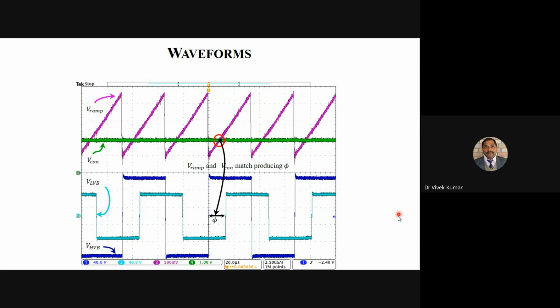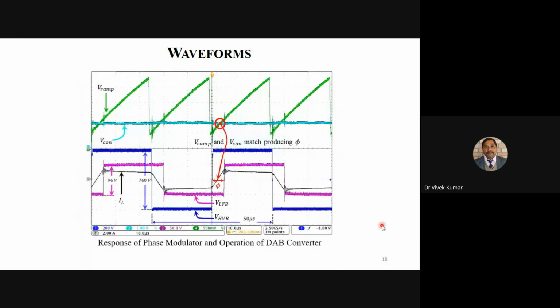Sir, what should be the value of the ramp signal magnitude? It depends upon your IC. Generally, for mathematical derivation, we assume 0 to 1. But here it is not 0 to 1. I think it is 3.3. See, this is 500 millivolt, 1, 2, 3. Yes, around 2 volt.